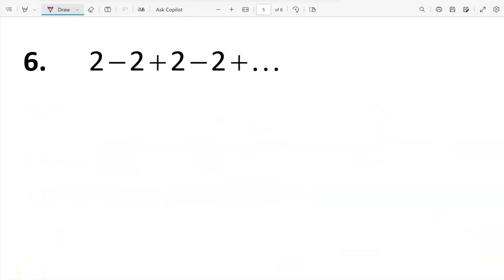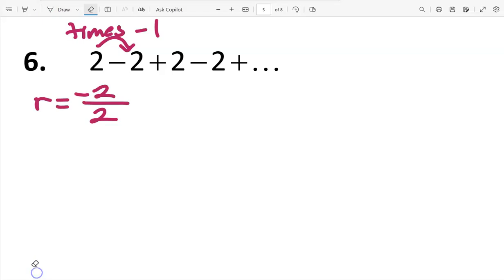The series in number 6 is a geometric series, since each term in the series can be found by multiplying the previous term by negative 1. The ratio can be found by dividing any term by its immediate previous term, so the second term, negative 2, divided by the first term, positive 2, is equal to the common ratio of negative 1.